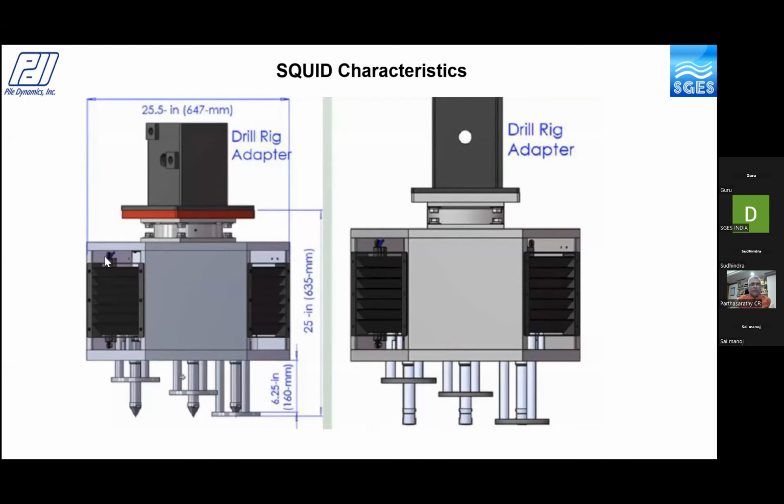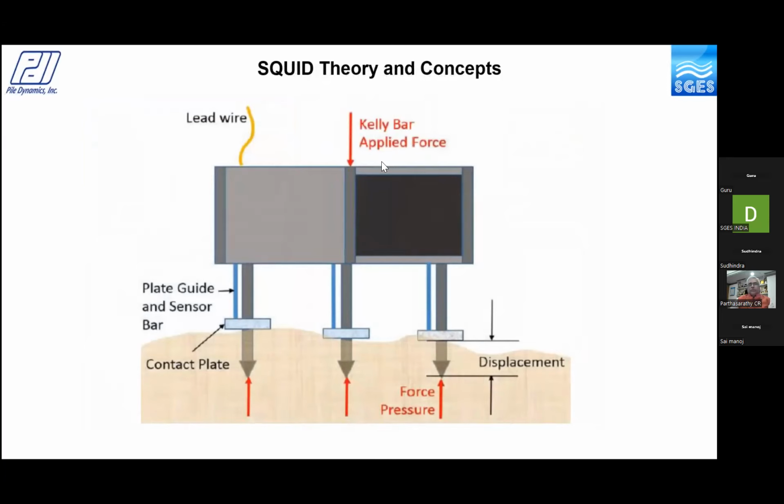So the SQUID is a tool like this that can be connected to the Kelly bar of the piling rig directly. It has 3 penetrometers at the base. It could be a pointed tip or a flat base with 10 centimeter square area. And there are retractable plates. So when you apply a force from the Kelly bar, the cones will penetrate into this contaminated layer.